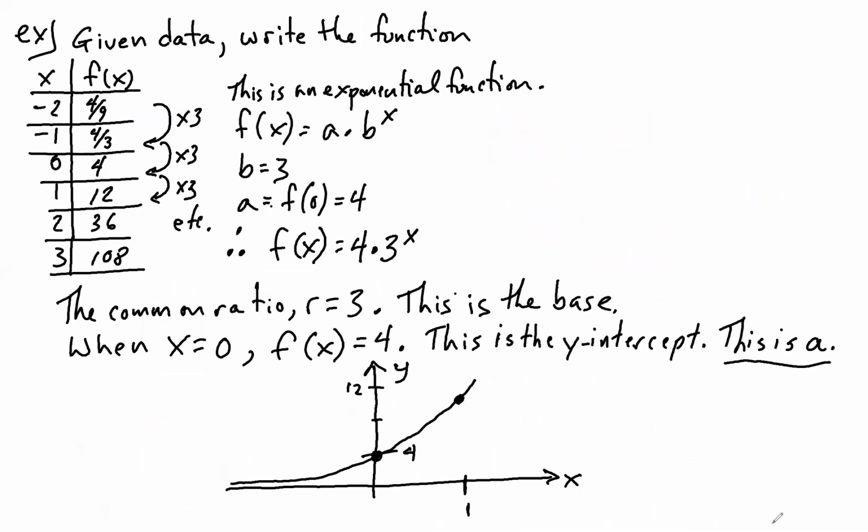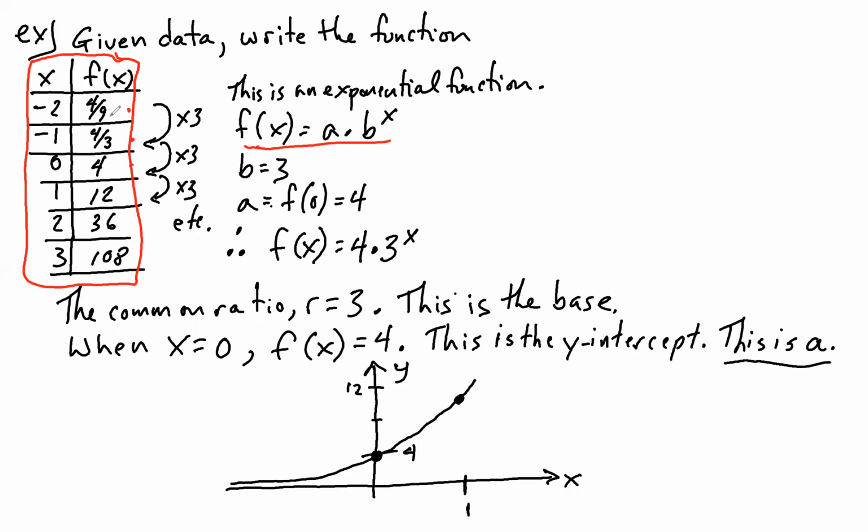Okay, so given a set of data, can we write the function? So here's our set of data. We're given this table. Well, notice that as we go from one point to the next point to the next point, we are multiplying by 3. This is indicative that this is an exponential function. So we know that the standard form is a times b to the x. It's going up with a common ratio of 3.